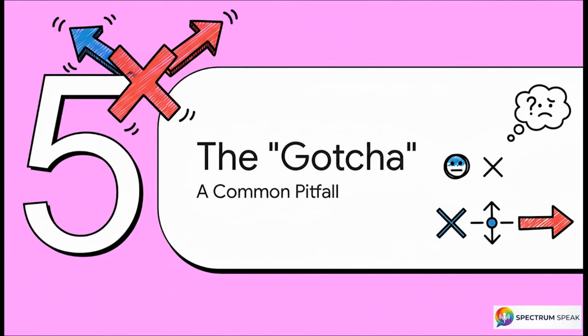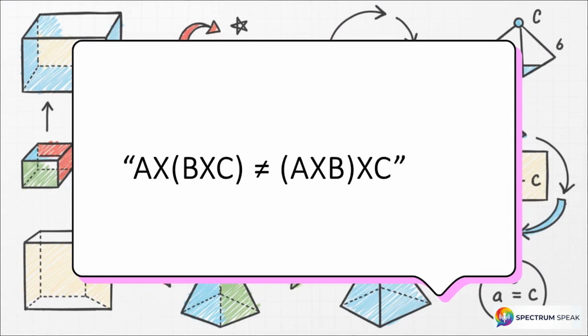Okay, before we wrap up, we have to talk about the biggest, most common pitfall. This is the gotcha that trips up pretty much everyone when they're starting out. And it's this dangerous assumption that cross products behave like the multiplication you learned in grade school. They absolutely do not. This is so important to burn into your memory. A cross (B cross C) is not the same thing as (A cross B) cross C. In math terms, we say the vector cross product is not associative. You can't just move the parentheses around wherever you feel like it.